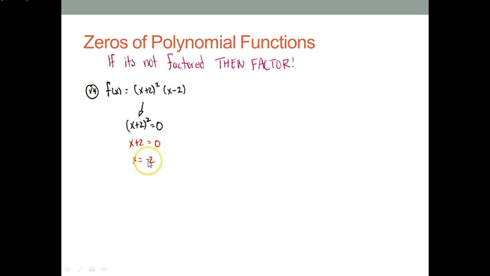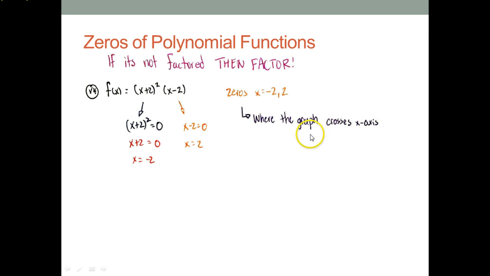And so x is equal to negative 2 would be what makes the first term 0. Same thing, the zero product principle or zero product rule isolates the second factor and x would equal 2. So the zeros of this polynomial function are negative 2 and 2. It's where the graph crosses the x-axis or touches the x-axis.